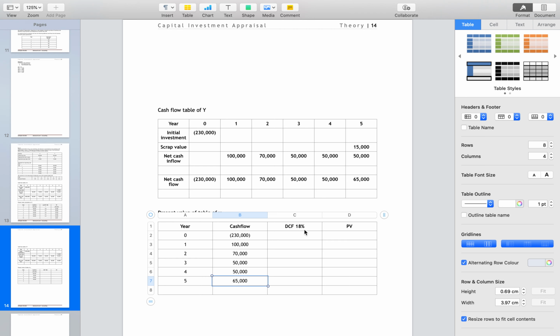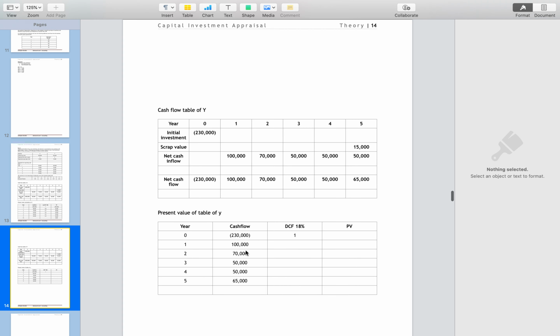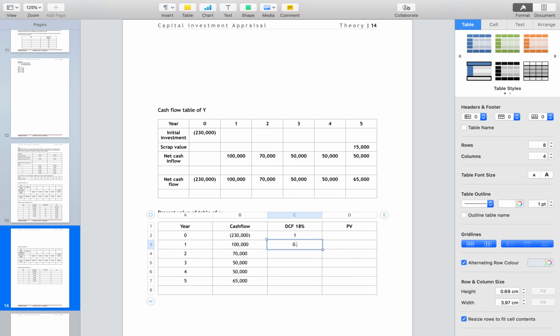Right, then guys, discounting factors will remain the same. So remember, like I explained, if it's year 0, the answer should always be 1, right? And then you simply copy whatever discounting factors the question has presented to you, right? So it's 0.8, 0.7, 0.6, 0.5 and 0.4.